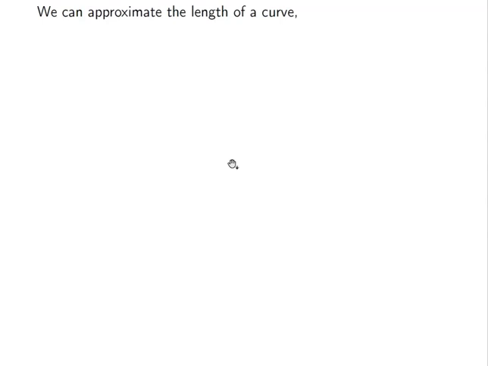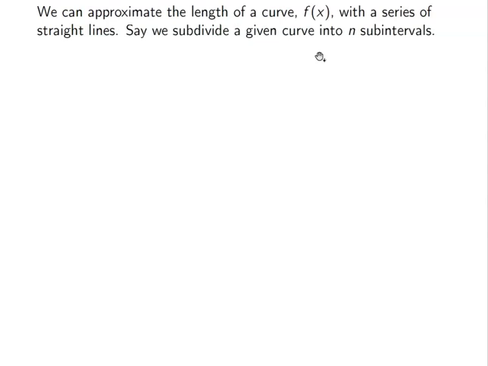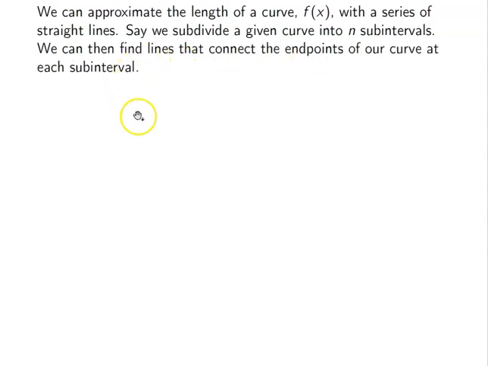Just like everything when we're finding areas and volumes with integrals, we first start with an approximation, and then we refine it and turn that into an integral. So if we have a curve f of x, and we want to approximate its length, we would use a whole bunch of straight lines. We're going to take our function and divide it into n subintervals. We can find lines that connect each of those endpoints of our curve at those subintervals.